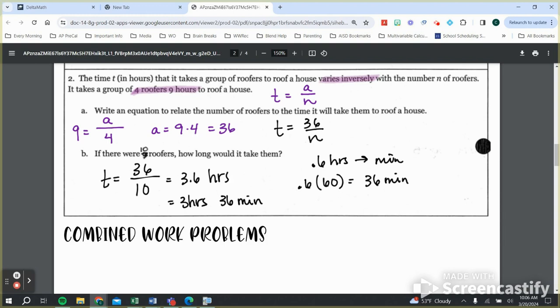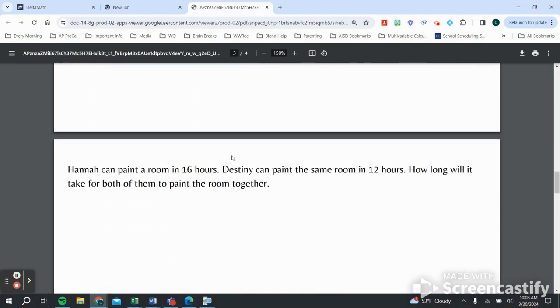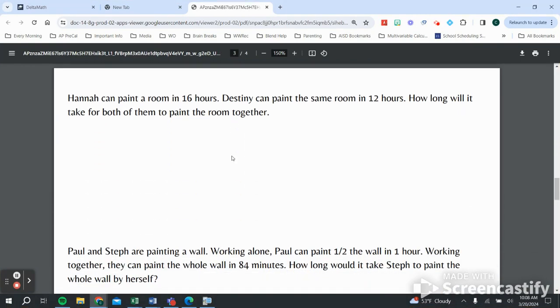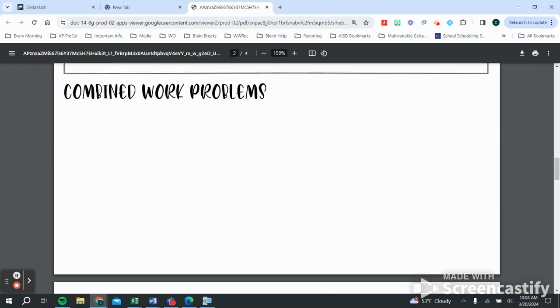Now we're going to look at what we call combined work problems. These are the ones where a lot of people get a little confused, but once you know the formula, it makes it really simple. So I'm going to give you a formula that you're going to use to do all these kinds of combined work problems.